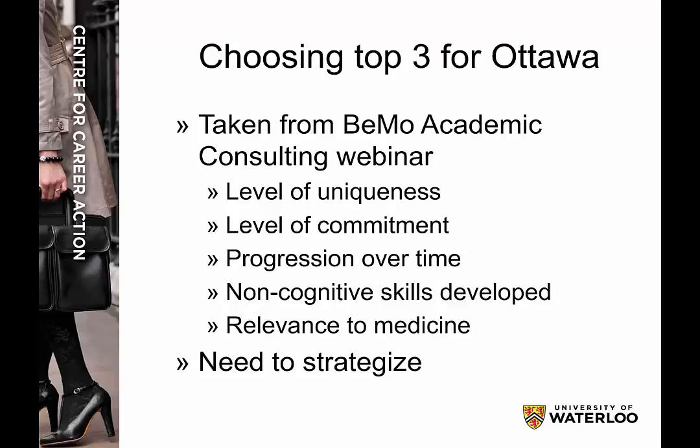They recommend, in order to choose the top 3 activities for the sketch categories of employment, volunteer activities, extracurricular activities, awards and accomplishments, and research for the University of Ottawa, consider the following: the level of uniqueness of the activity, the level of commitment you gave to the activity, the progression of your role in the activity and the skills you developed, and also the relevancy to medicine. Often it is helpful to move an activity from the volunteer category to the extracurricular category or vice versa in order to be able to highlight your top activities that you want Ottawa to review in detail.